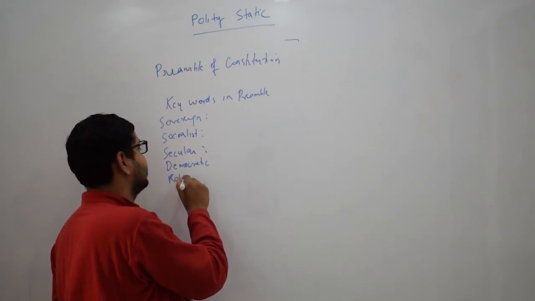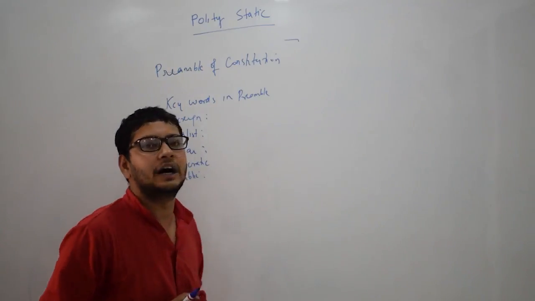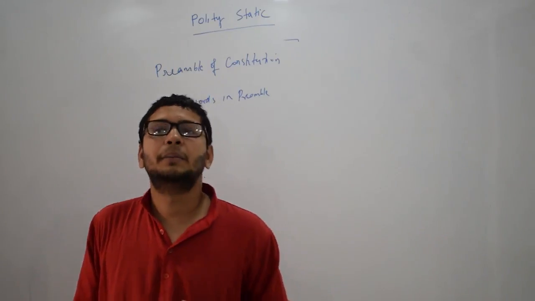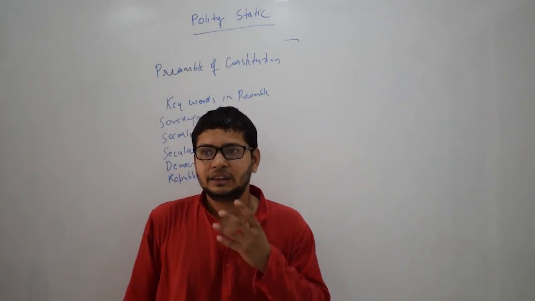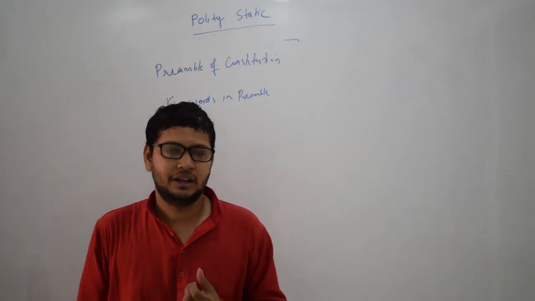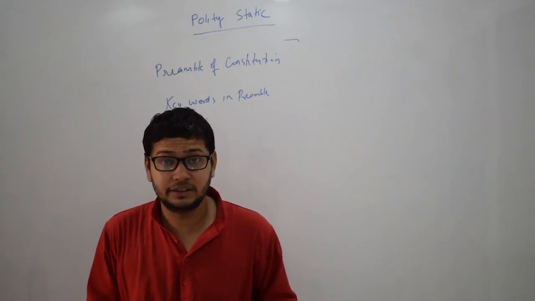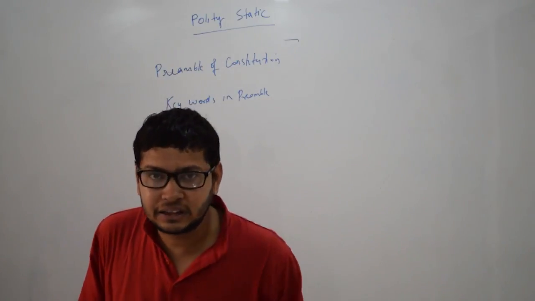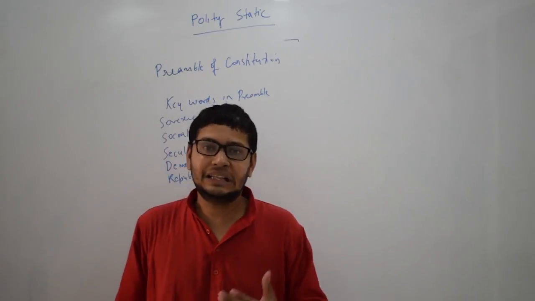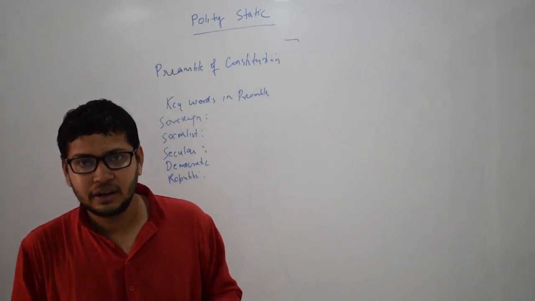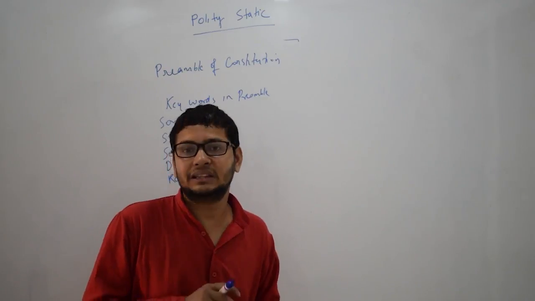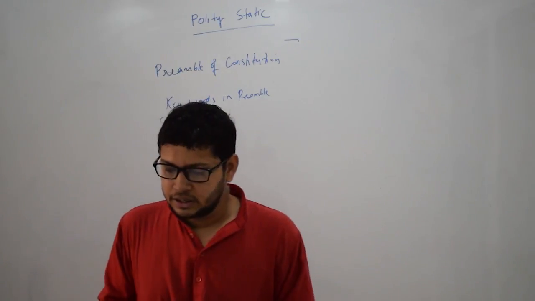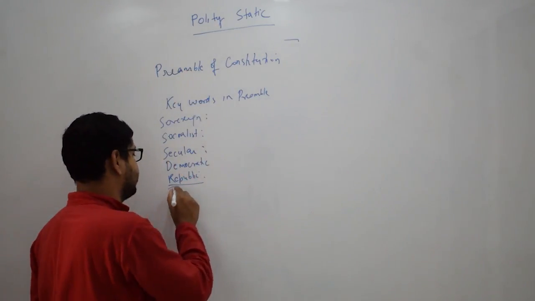Fifth is republic. Now, India is a democratic republic, but Britain is not a republic. Why? Because in Britain, the head of the state is not elected. It is hereditary, a monarchical system. While in India, the head of the state, the president, is elected. Even though the election is indirect, it is still an election. So a country where the head of the state is elected can be called a republic, and we are a republic.